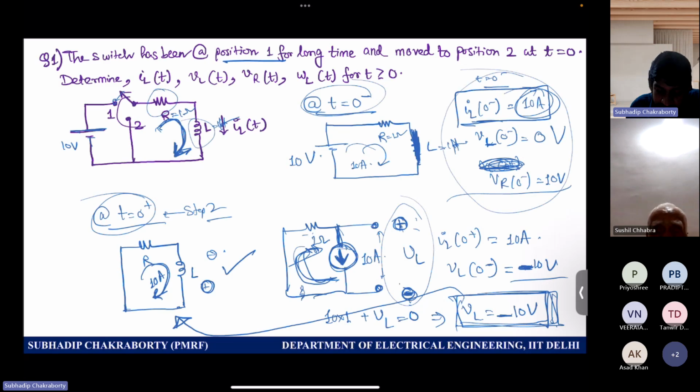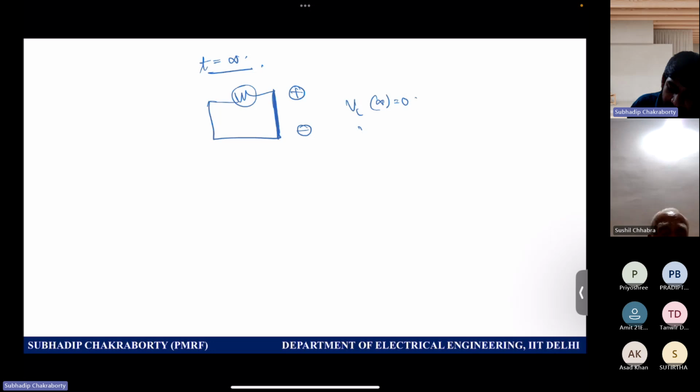Now at the last step, t equal to infinity, I told you how to model. The inductor will behave as a short. So it is just a simple shorted inductor. But the voltage direction, you assume whatever you assumed initially. So VL infinity is 0. VR infinity is what? 0. IL infinity, because it is a series connection, all are 0.